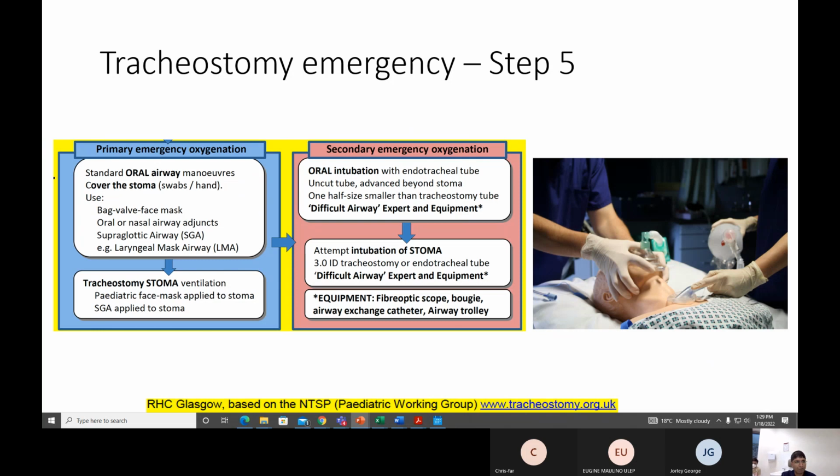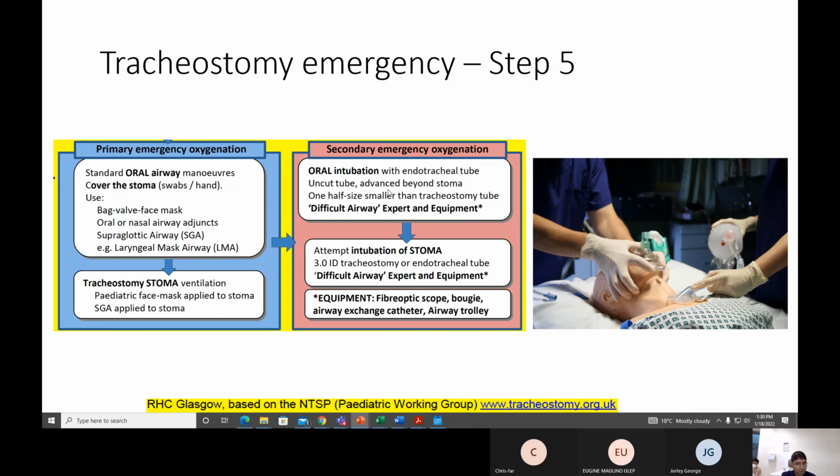Okay. If this is also not working, and if there is an expert intubator, you can try intubating through the oral route, like the usual laryngoscopy or video laryngoscopy, and intubate the patient from the top end. Usually if you intubate, the cuff may be sitting at the site of the tracheal stoma, and you may be able to ventilate the patient.